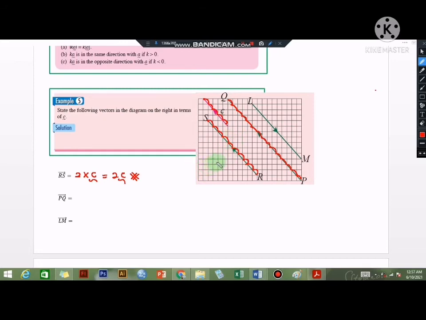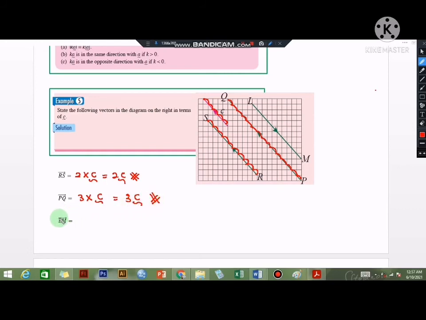Okay, so if there is 15 units, it means that this one is 5, this one is 15 units. So 5 times what in order for you to get 15 units? So 3, right? So 3 times vector C is equal to 3 vector C. Okay, so this is the answer.